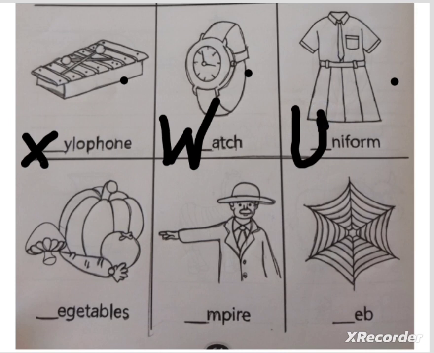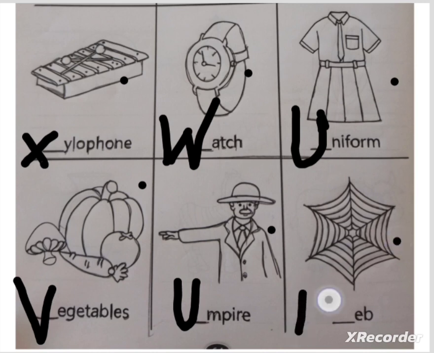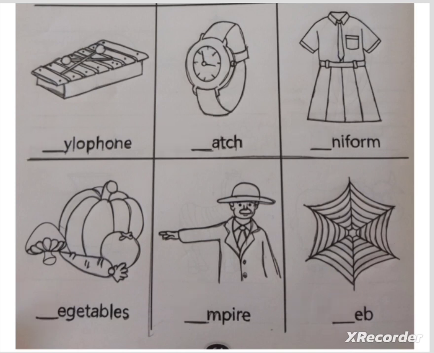Then this is vegetables. These are vegetables. So its first letter is V. This is umpire. What is this? Umpire. So its first letter is U. What is this? This is web. So its first letter is W.